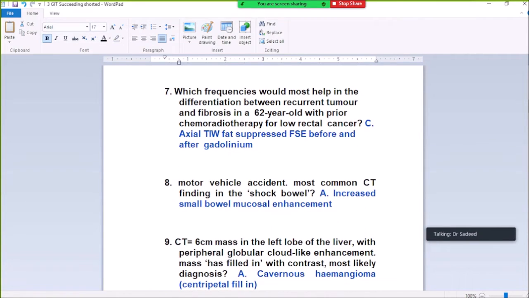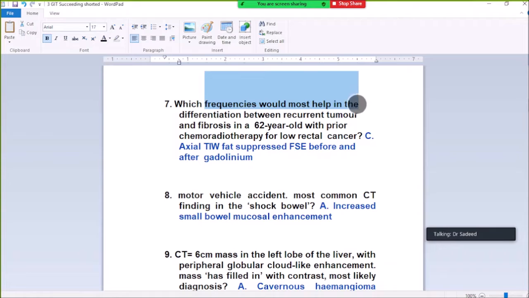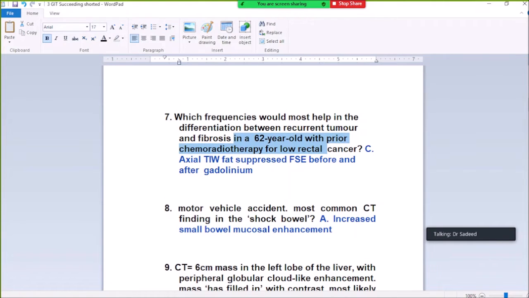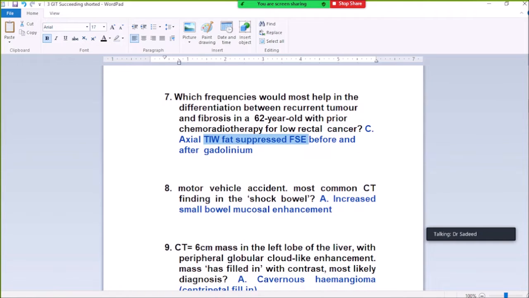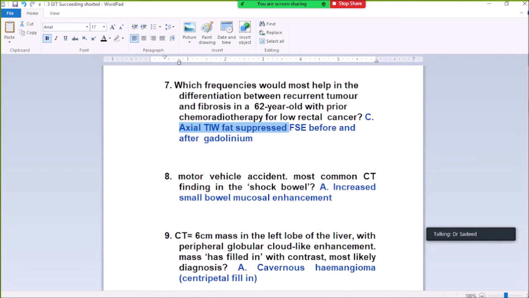7. Which sequence would most help in the differentiation between recurrent tumor and fibrosis in a 62-year-old with prior chemoradiotherapy for colorectal cancer? Axial T1 fat suppressed FSE before and after gadolinium. Now this helps in differentiating between recurrent tumor and fibrosis. To differentiate between tumor and fibrosis, we do axial T1 fat suppressed FSE before and after gadolinium.